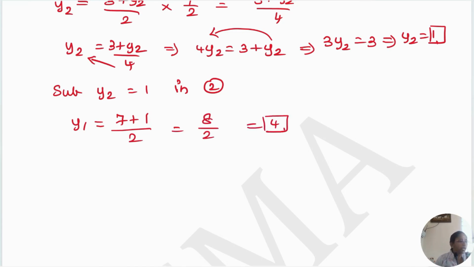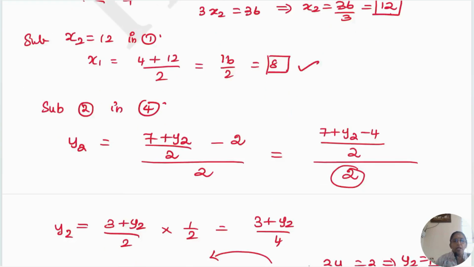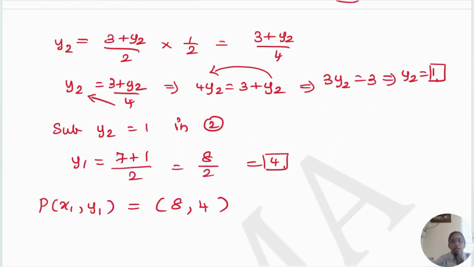So now you know very well that P is (x1, y1), and that is nothing but our answer. x1 is 8 and y1 is 4. And similarly, the point Q is (x2, y2), that is (12, 1). So this is the final answer.